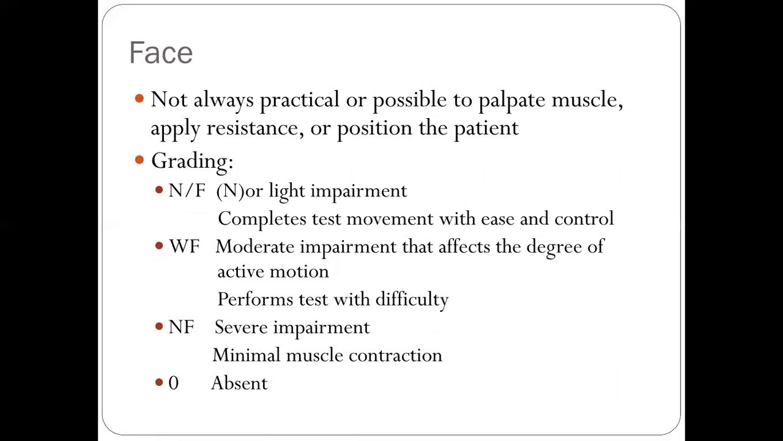Face: not always practical or possible to palpate muscles, apply resistance or position the patient. So here is the grading: N, normal or light impairment, complete test movement with ease and control. Second, W, moderate impairment with affected degree of active motion, performing the test with difficulties. Then F, severe impairment and minimal muscle contraction. Then 0, absent.